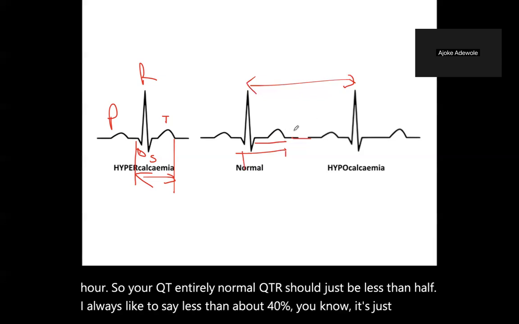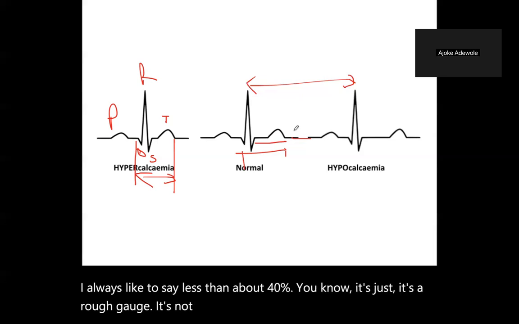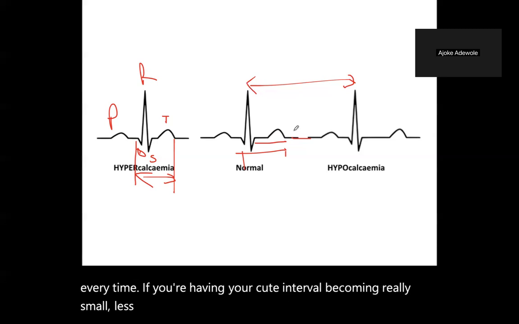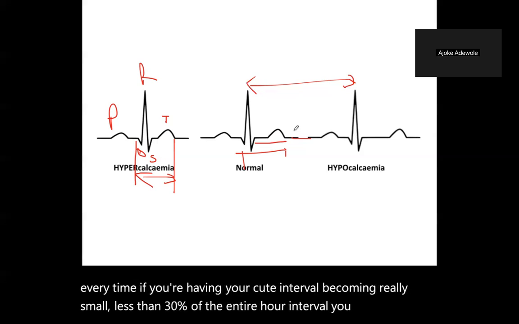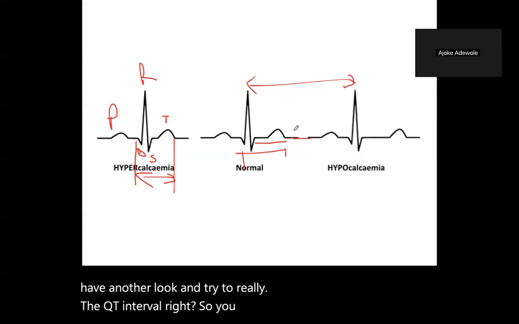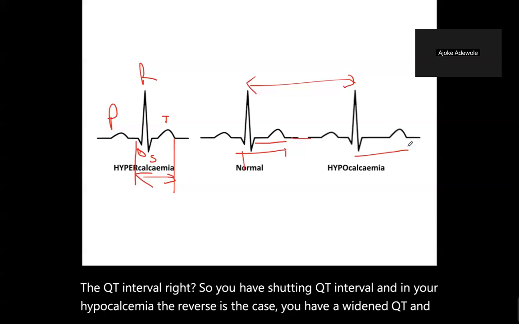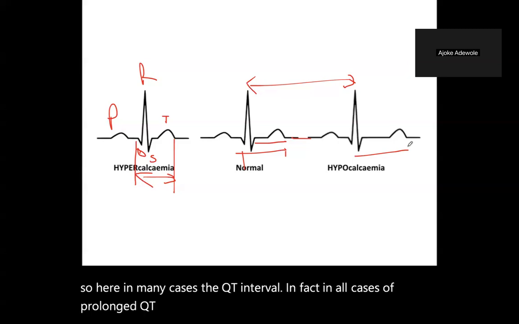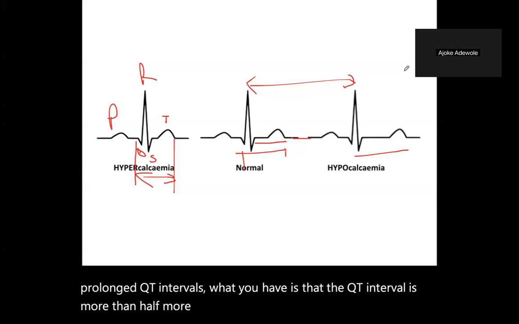It's a rough gauge. It's not the most accurate measurement, but it works every time. If you're having your QT interval becoming really small, less than 30% of the entire RR interval, you should have another look and try to really calculate the QT interval, right? So you have a shortened QT interval, and in hypocalcemia, the reverse is the case. You have a widened QT. And so here, in all cases of prolonged QT intervals, the QT interval is more than half, more than 50% of the entire RR interval.